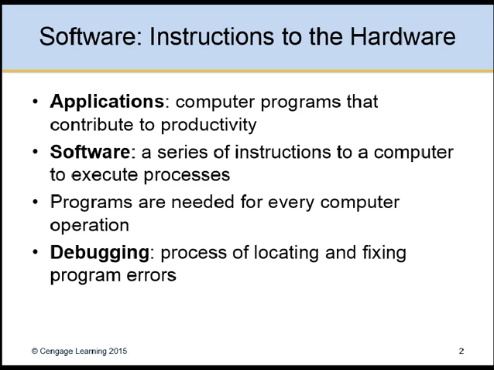Programs are needed for every computer operation. Programming is the process of writing programs. A machine language is the only language that the hardware understands. It consists of long strings of zeros and ones, bits. Assembly language is easier to program than machine language, and it uses abbreviated words, or what we might say acronyms, for commands. High-level programming languages use English-like statements.